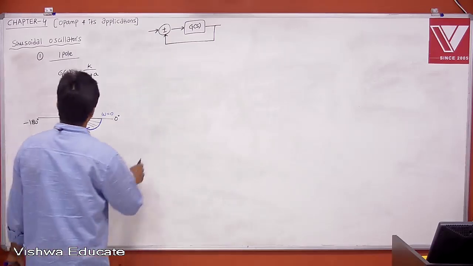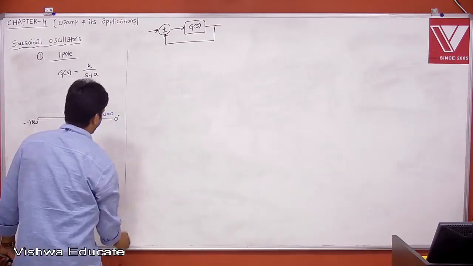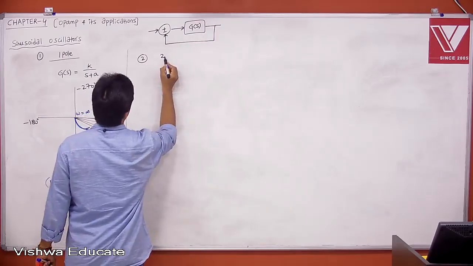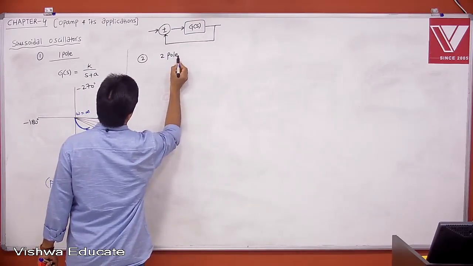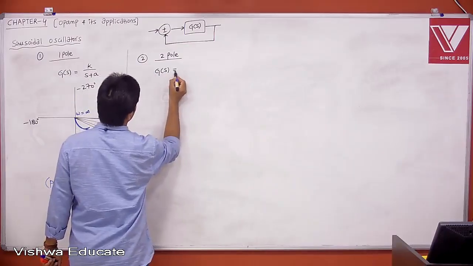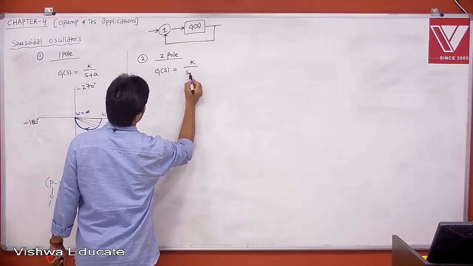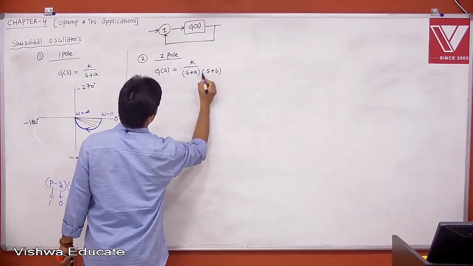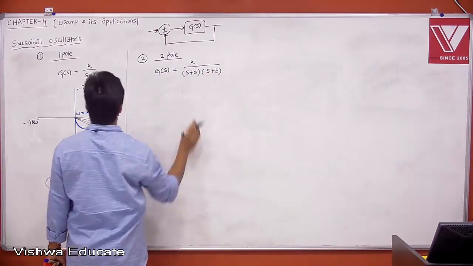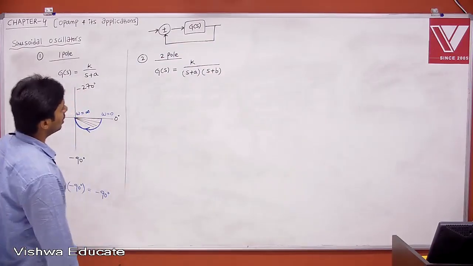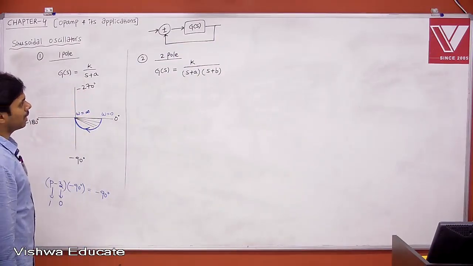Now, if you consider a two pole system, let us say G of S is equal to K by S plus A and S plus B, or you can say S plus P1, S plus P2, anything is fine. S plus A into S plus B.